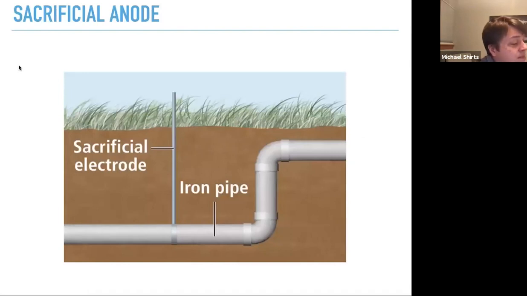So if you have an iron pipe, what you can do is actually physically attach another metal. It doesn't have to be just painted all over it. It can really just be on part of it. And the electrons get carried to the electrode in order for the reaction to happen there.